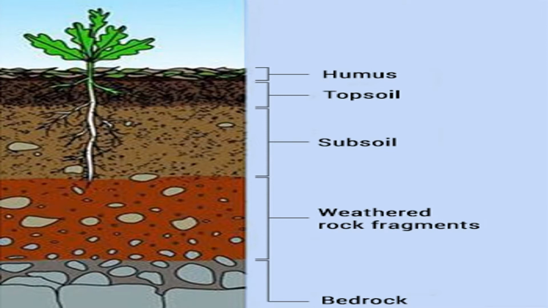B horizon, or also you can say subsoil, is rich in minerals that seep down along with water. It also contains compactly packed fine particles of soil. C horizon contains partly weathered pieces of rock. It is usually characterized by cracks and crevices. It is very difficult to dig beyond this layer.